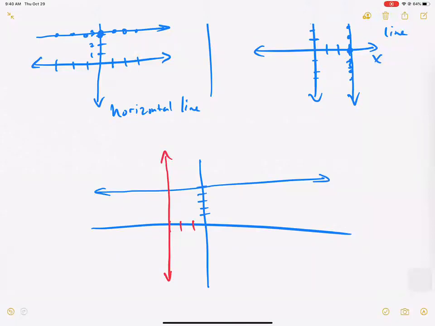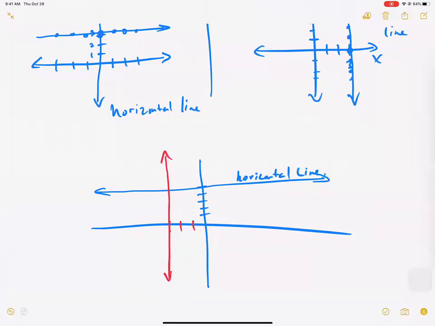Sometimes to figure out the words, horizontal, you think of the word horizon, right? That's flat. Vertical, what if you fall vertically? You fall up to down. That's vertical. In a roller coaster, you go vertical. So this is horizontal. That's a horizontal line.